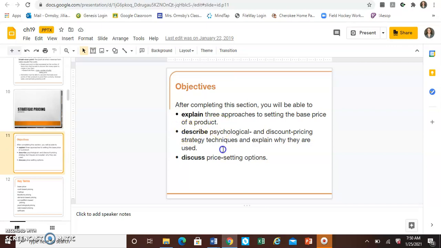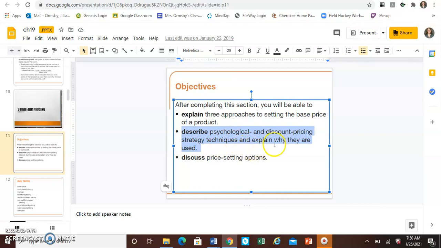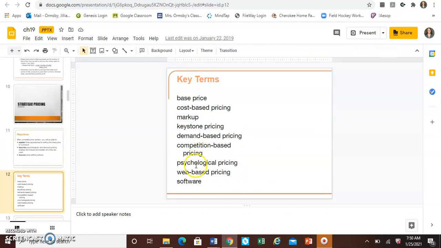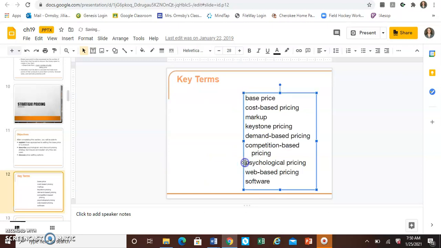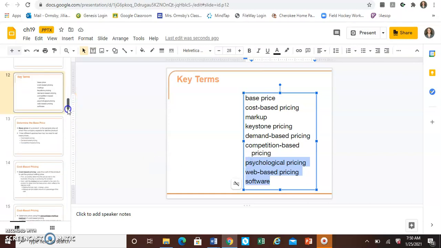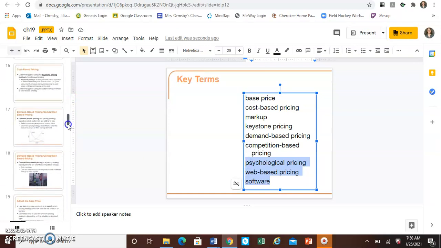So our objectives for today are to describe psychological and discount pricing strategy techniques and explain why they're used, and then we're going to discuss price setting options. Our new terms for today are going to include psychological pricing and web-based pricing software. So I'm going to pop down to where we left off.